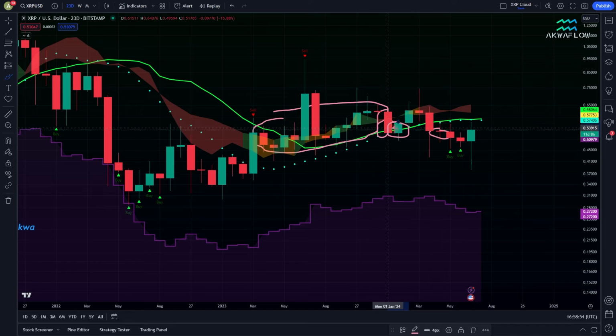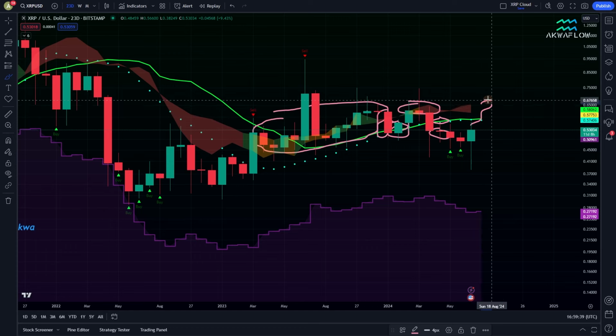And starting from this candle, we went up and started using it as a strong resistance. And we got a rejection from it. We crossed the green line, right? And we started using the green line as a resistance also. That's why if XRP wants to become really bullish again, we have to cross all these resistances.